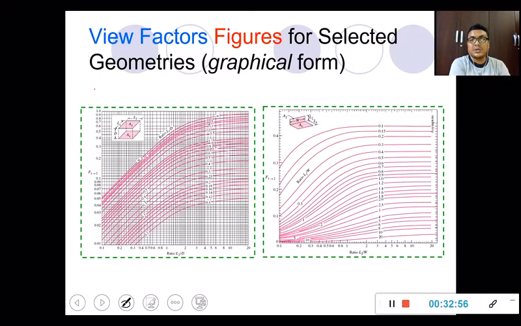So when we want to answer calculation problems regarding radiation, different from convection or conduction where we have a table, for radiation we need to refer to this graph so that we can get a different value of view factor.